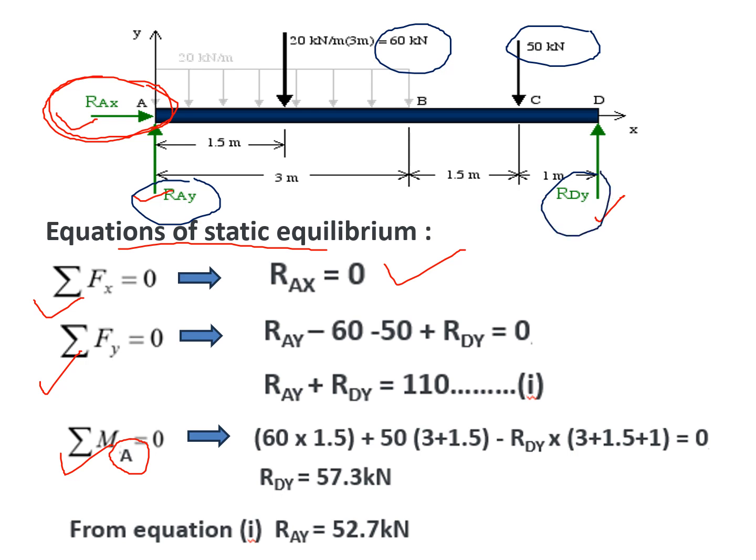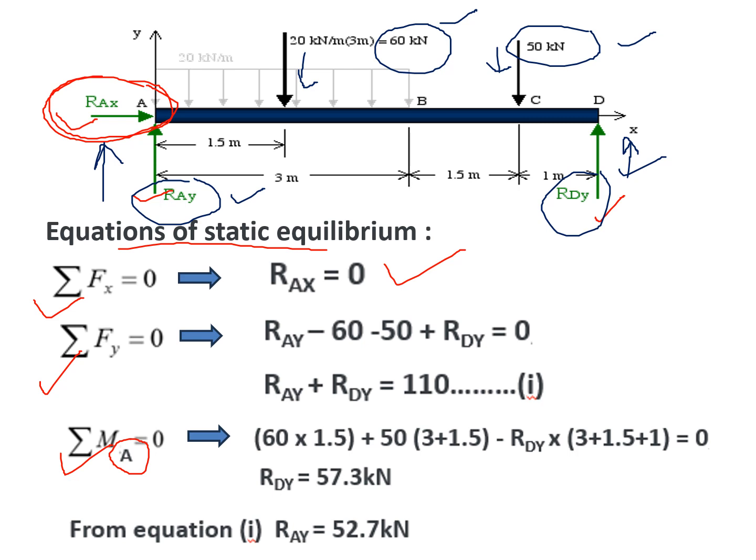So how many vertical forces do we have? 1, 2, 3 and 4. Now you see the direction. This RAY is in the upward direction. This is downward. This is downward. This is upward. And now we are saying the net vertical force is 0.